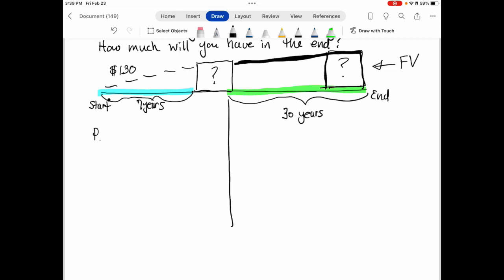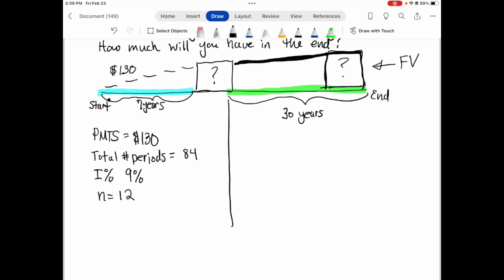What we know is that he's making payments of 130. We can figure out what the total number of periods are. Since he's doing this monthly for 7 years, we're only looking at the first 7 years. Monthly for 7 years, that's going to be 84 periods, because it's 7 times 12. We know that our interest rate is 9%, and we know that our little n, how many times it's being compounded in just 1 year, would be 12.